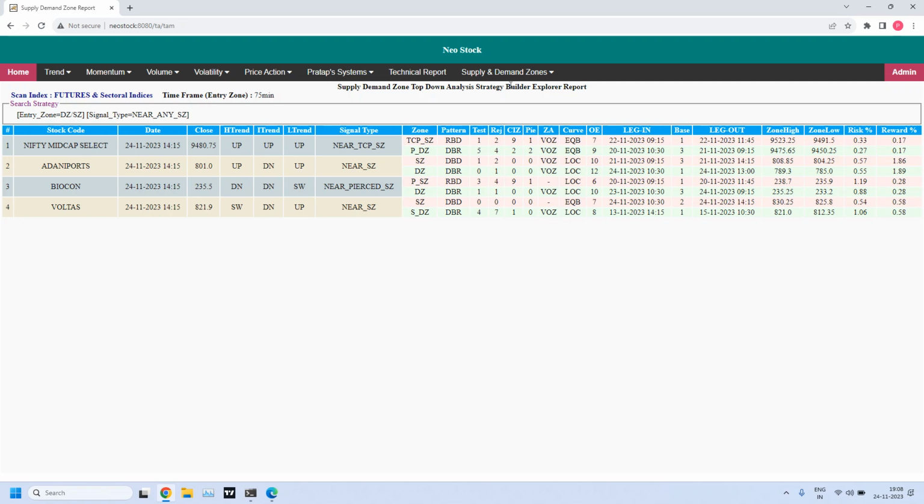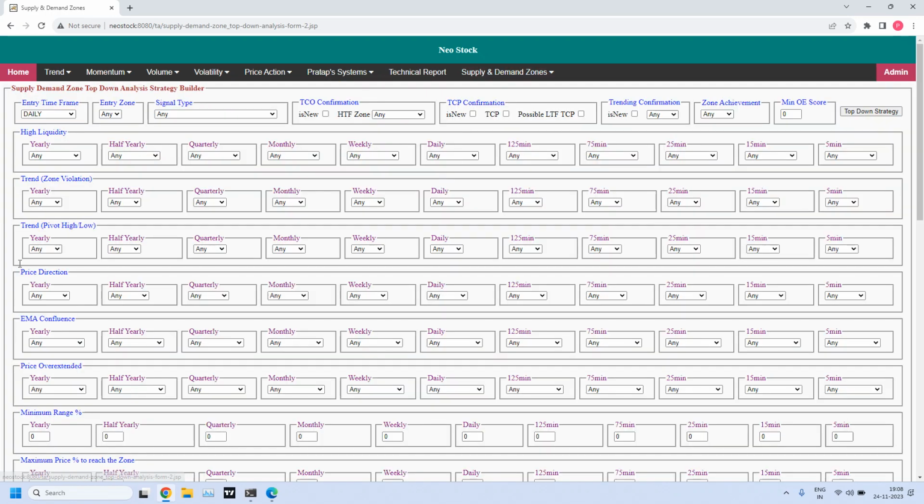Okay, now let us generate for 75 minutes time frame. Let us generate bullish and bearish setup stocks. Let's start with bullish setup.